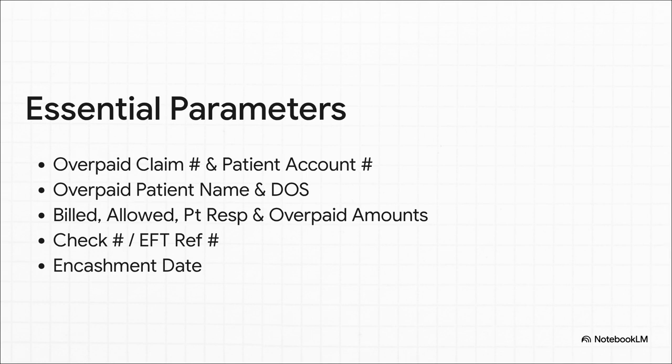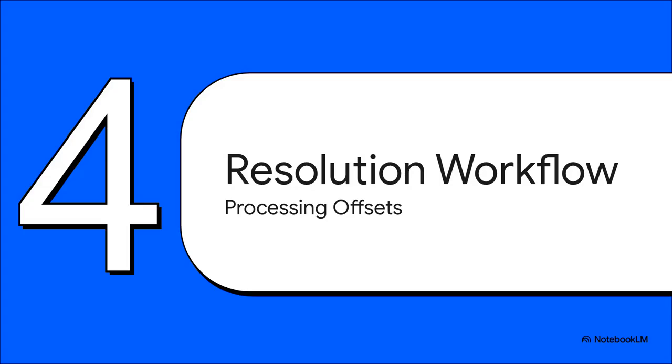We're talking the original overpaid claim number and the patient account number. You gotta have the overpaid patient's name and the date of service. And of course, the financial breakdown is absolutely crucial. Get the billed, allowed, patient responsibility, and that exact overpaid amount. Finally, follow the money. You need the banking trail, the overpaid check or EFT reference number, plus the issue date and the encashment date. Without every single piece of this puzzle, your payment posting team is going to be flying totally blind.